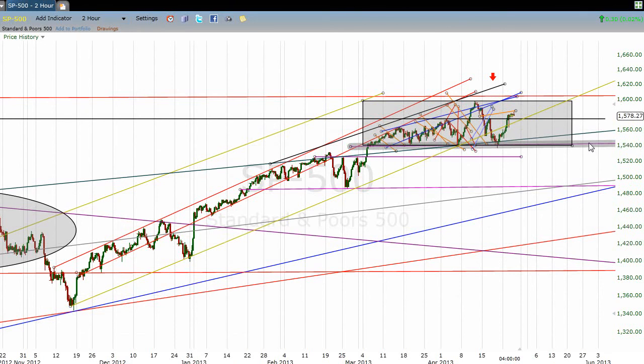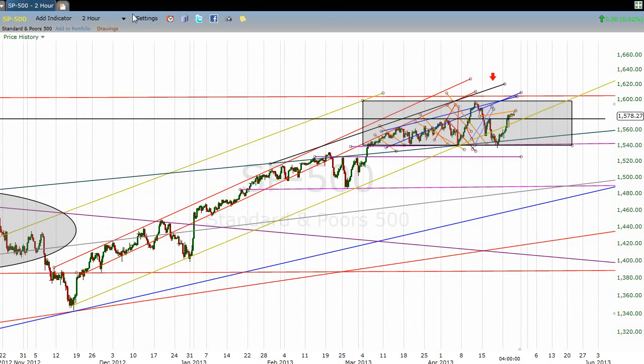If that breaks, then we will in all likelihood be coming down to test out the 1490-ish area, 1488, something like that. And then if that were to break, and again, I'm thinking way out of turn here, if that were to break, then we're looking at a trip to the 1380s. All of this is possible.